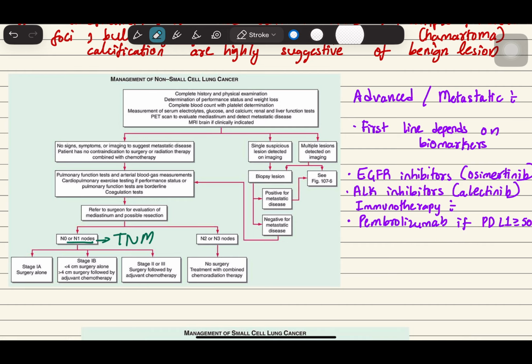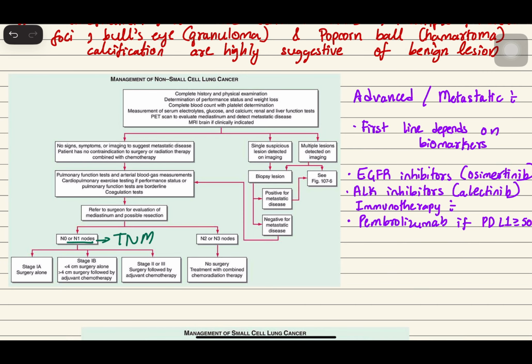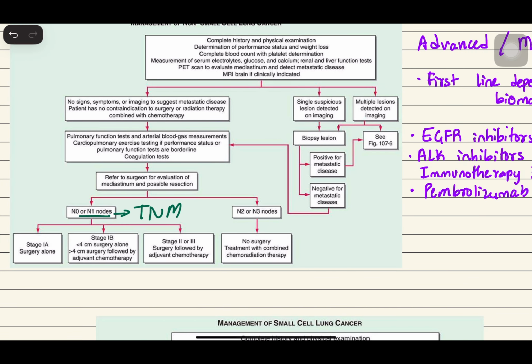Now, how are you going to manage non-small cell lung carcinoma? First, when you are done with the whole diagnosis, then you are going to manage this according to TNM staging. First, in TNM staging, if the nodes present are N0 or N1 nodes, and if it is in stage 1A, then surgery alone is enough. But if tumor is present in stage 1B, and tumor size is less than 4 cm, surgery alone is enough. If tumor size is greater than 4 cm, surgery is followed by adjuvant chemotherapy. If tumor is in stage 2 or stage 3, then you have to do surgery followed by adjuvant chemotherapy.